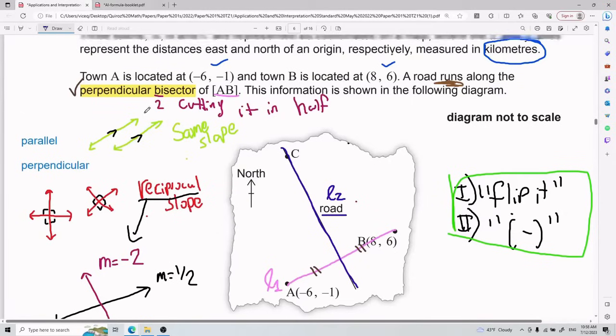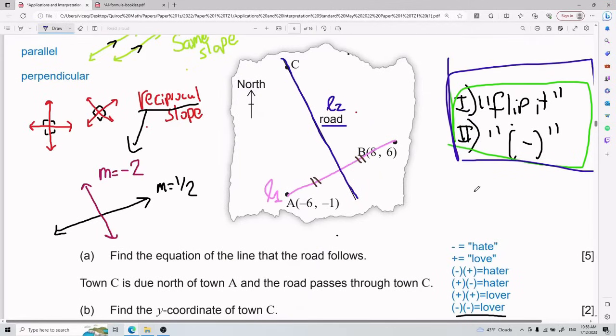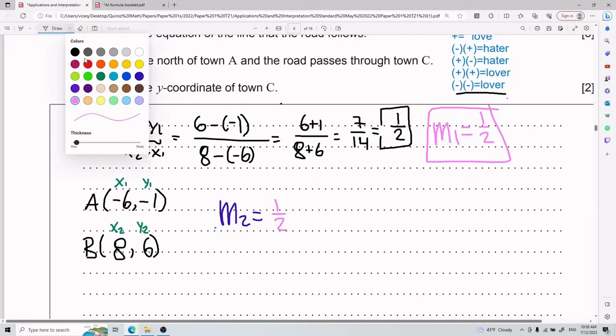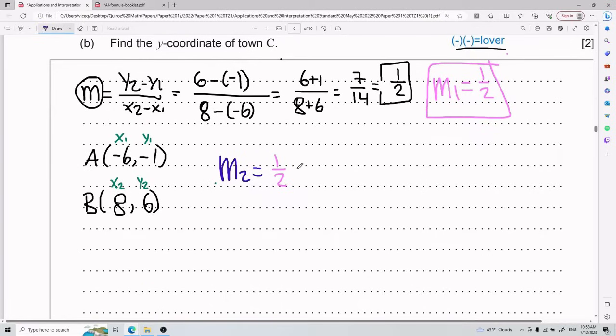Well, L2 is the perpendicular bisector to L1. So the perpendicular part tells me that I need to flip it and do a negative. So M2 is going to be the slope of L1 flipped and then multiplied by a negative. First I'm going to flip it and then I will do the -1. That means my slope is -2. So M2 is -2.